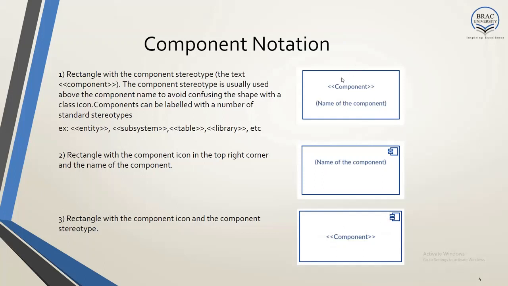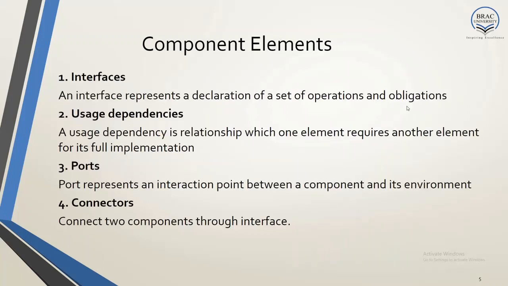The stereotype represents the type of component we are talking about, and each component can be labeled with multiple stereotypes. Other types of stereotypes are entity, subsystem, table, library. All these are different types of stereotypes. So we can use them alternatively, or you can use multiple stereotypes within a component to describe the type of the component.